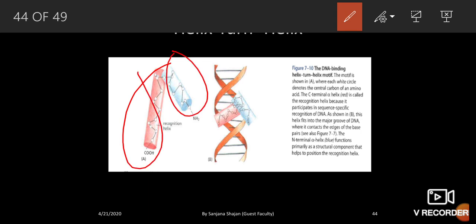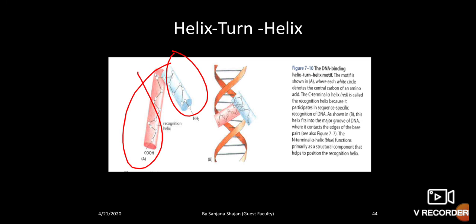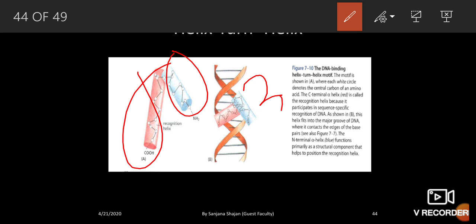I know you guys have not studied the alpha helix or the beta sheet in detail, because we'll be studying that in a chapter later in the semester. For now, what you have to know is that alpha helices look like this. These are the alpha helices, and then you have beta sheets. They are the secondary structures of the protein. In helix turn helix, you find that it is made up of two alpha helices, which are connected by a short chain of amino acids that constitutes the turn.